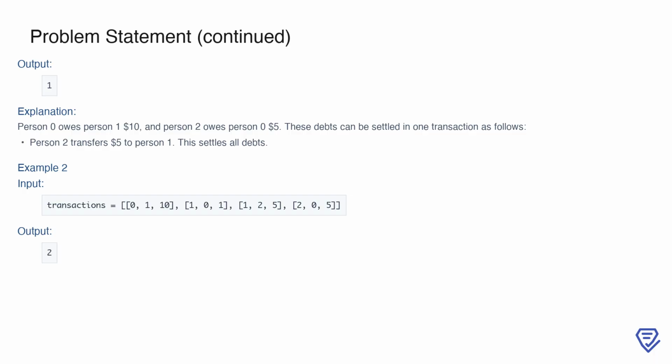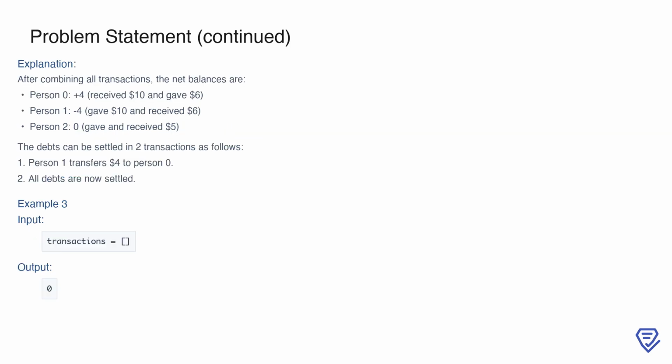Now, consider a slightly more complex example. In the second example, the input is transactions equals [[0,1,10],[1,0,1],[1,2,5],[2,0,5]]. The output here is 2. To understand why, we first calculate the net balances for each person. Person 0 has a net balance of plus 4, person 1 has a net balance of minus 4, and person 2's balance is 0. This means person 1 owes $4 to person 0, while person 2 has no outstanding debts. These balances can be resolved in two transactions. First, person 1 transfers $4 to person 0, and with that, all debts are cleared.